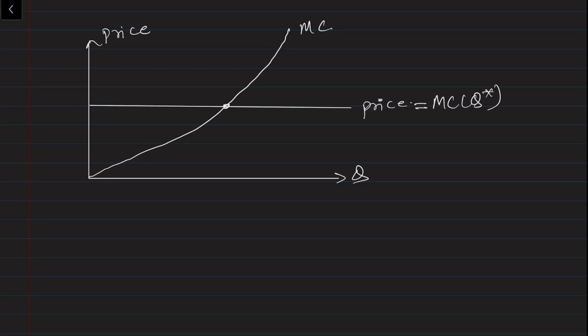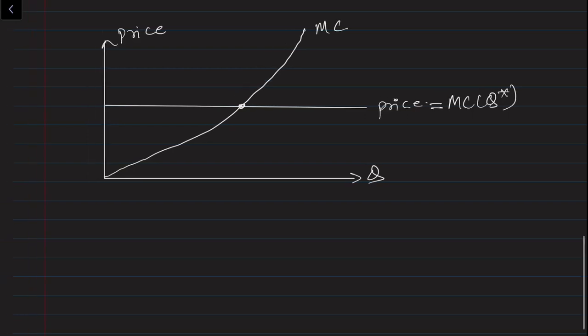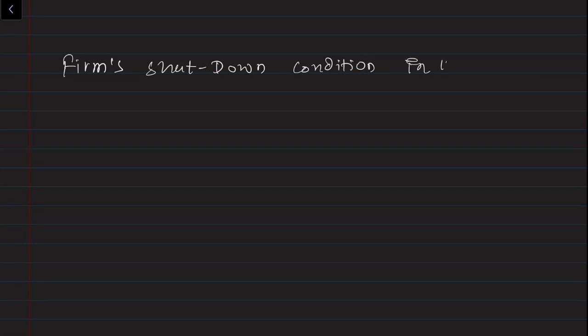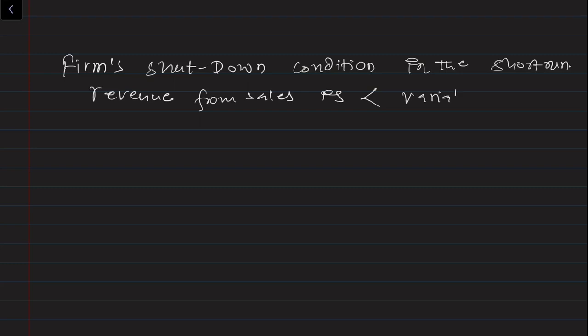Now what are the conditions for firms to shut down in the short run? So let's look at the shutdown conditions. The firm's shutdown condition in the short run. We'll also look at the long run. So when revenue from sales is smaller than its variable cost at all possible levels of output, then the firm will shut down in the short run.